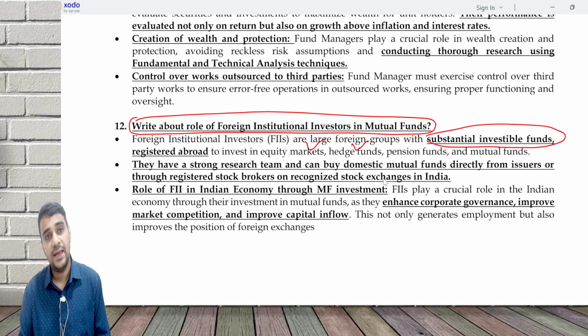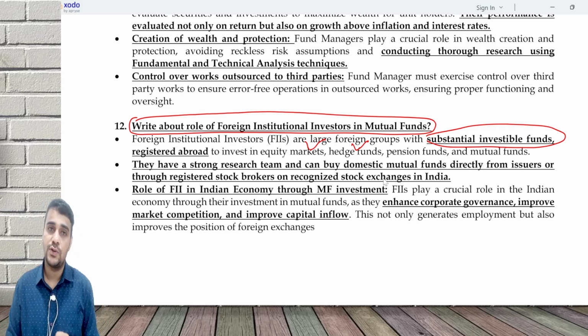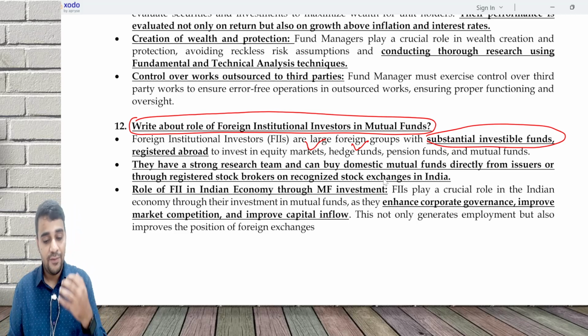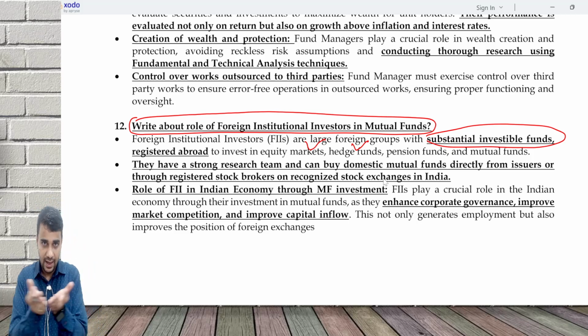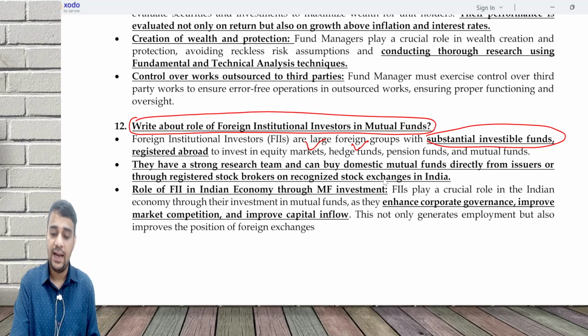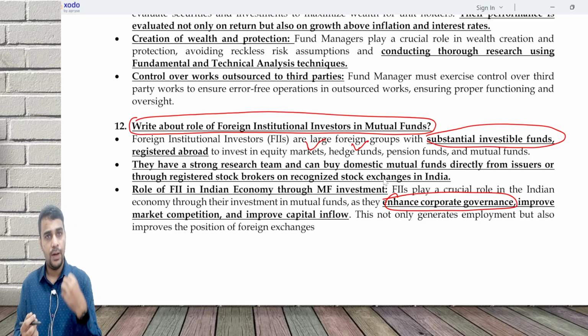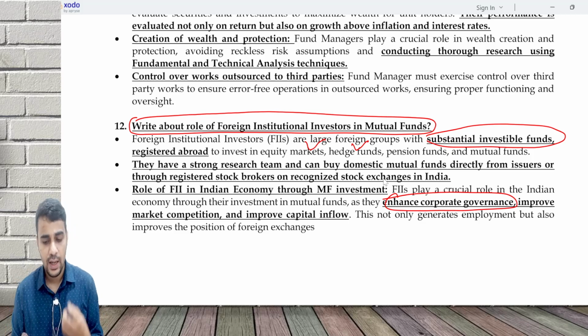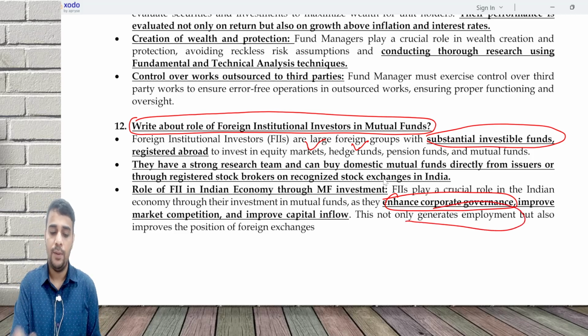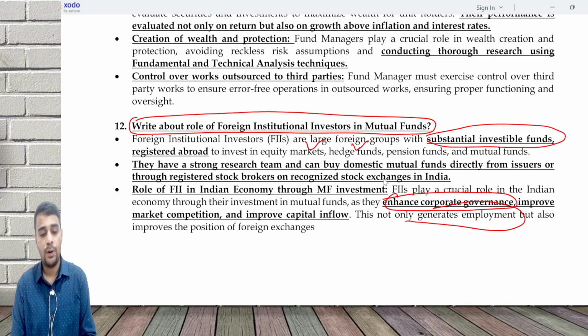Because FIIs came in, there is a good benefit for India. The good benefit is whenever FIIs are making investments in India, whichever companies are there, they enhance their corporate governance. Also, money comes in, because of which I'm able to do expansion. Expansion is giving me employment. It can also provide employment.